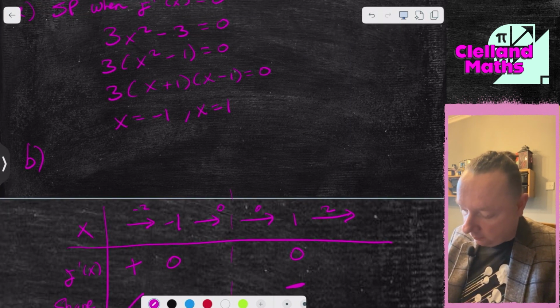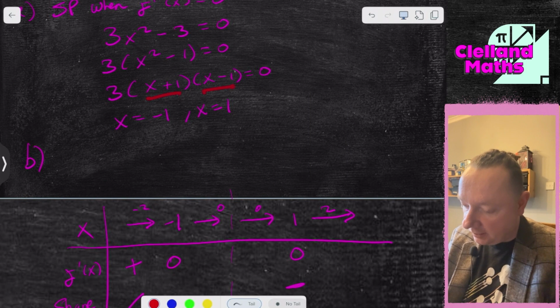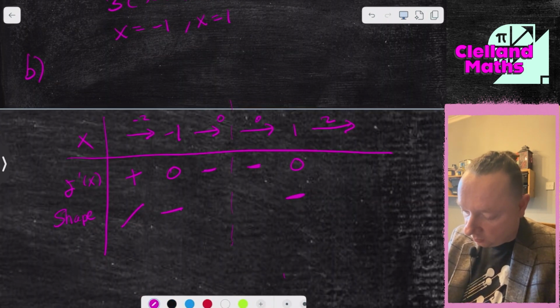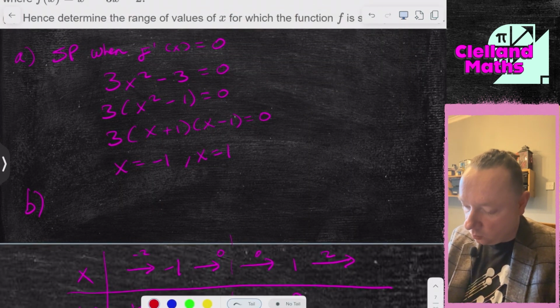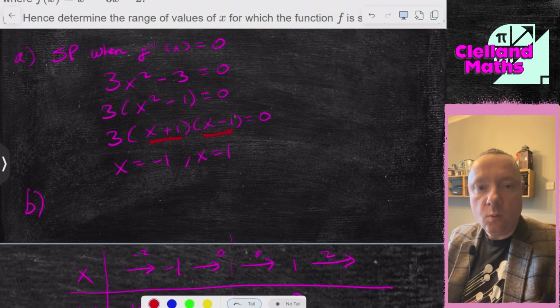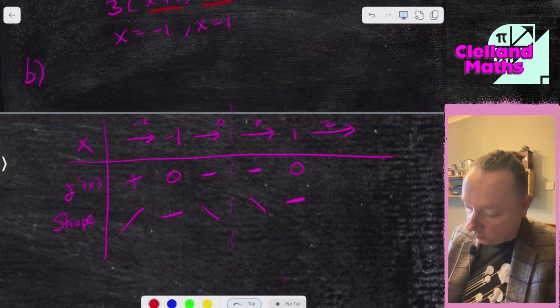If you put 0 in, you get 1 times minus 1, which is minus. Same here then. So it's going down the way and down the way. And then at 2, you get 2 plus 1 is 3, 2 minus 1 is 1, 3 times 1 is positive. So we can put positive here, and it's going up the way.